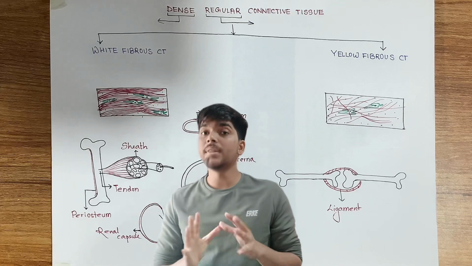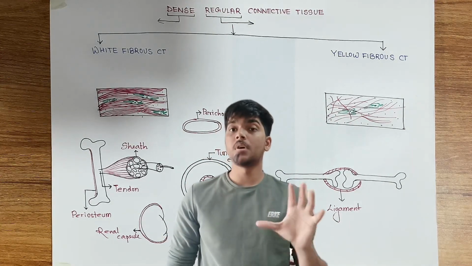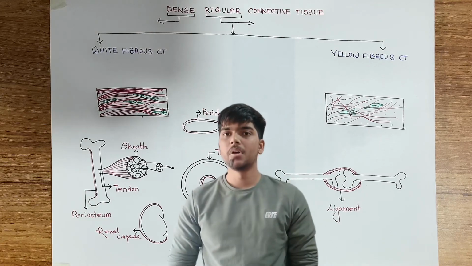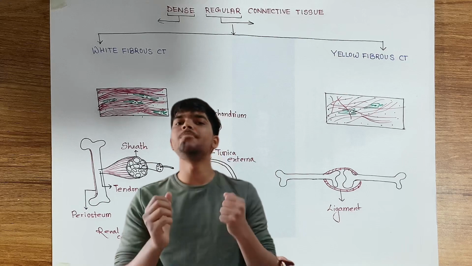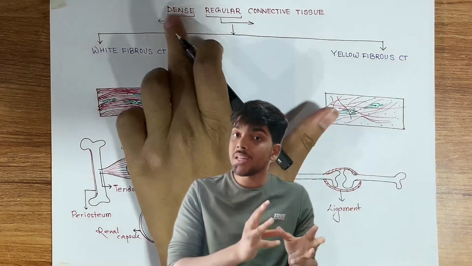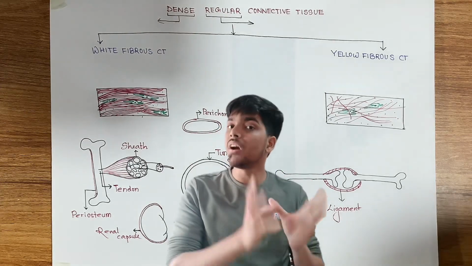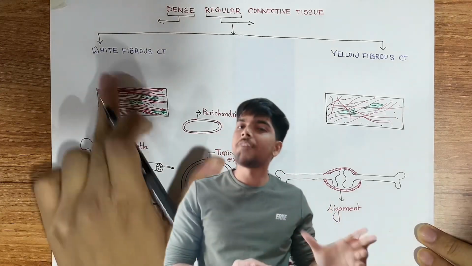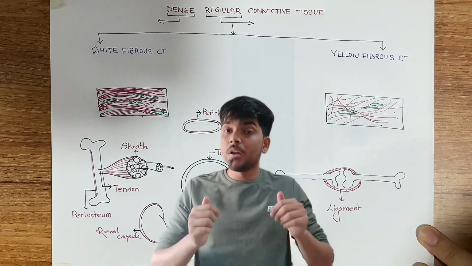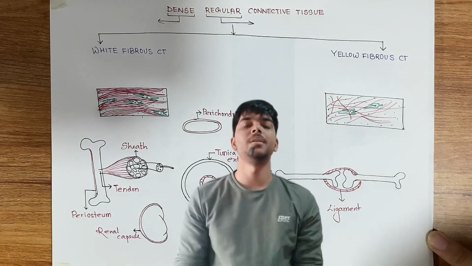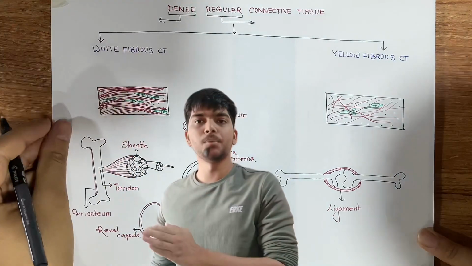Okay, so we are done with areolar connective tissue as well as adipose connective tissue, which come under loose connective tissue. Now it's the turn for dense connective tissue. Under dense connective tissue, we have dense regular connective tissue and dense irregular connective tissue. Under dense regular connective tissue, there's your white fibrous connective tissue and yellow fibrous connective tissue. Now, we're going to look at the dense regular connective tissue. Okay, so dense regular connective tissue.